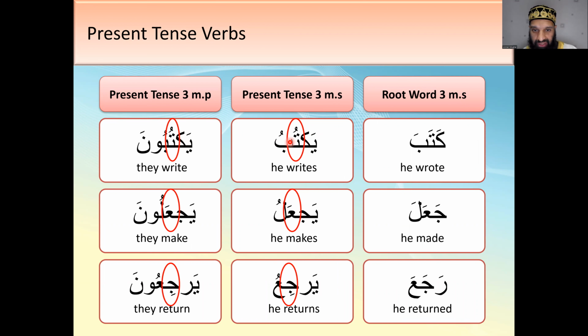Once you know what this vowel is, it keeps with all the different combinations. So how do you work out what the vowel is? You can't work it out. You don't know. There's no formula. You just have to learn it with the present, with the past tense.